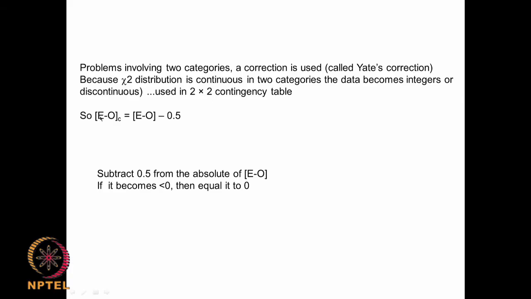So what does the Yates correction do? Expected minus observed, you take the absolute value and subtract 0.5 from it. Sometimes you will get expected minus observed negative, but that does not mean you add another 0.5 to that. Then if the subtraction reduces the value to below 0, you just equate it to 0. So these are points you need to remember, especially when you are using the Yates correction.